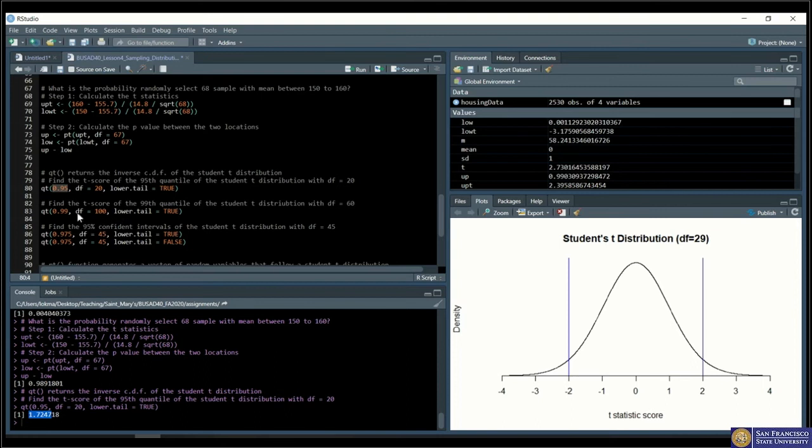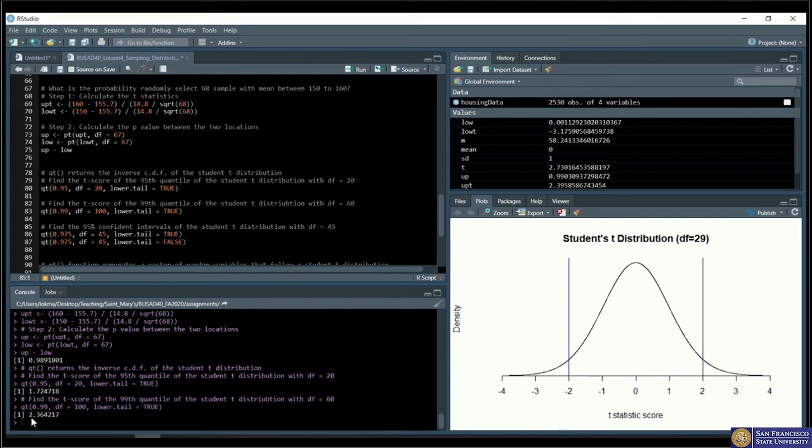If you want to find the 99th percentile in the data, with a different degree of freedom, which is 100 this time, you can also simply do that, and you can figure out the location will be 2.364.